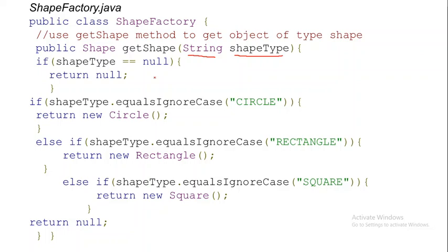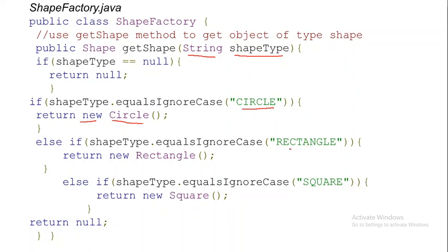If the value is rectangle, it will invoke the Rectangle object. If it is square, it will invoke the Square object, like that. You see, if shapeType is null, you return null. Next, we are evaluating with the if condition. If shapeType.equalsIgnoreCase, and if the passing parameter to the shapeType is circle, the getShape will invoke Circle. You see, return new Circle. It creates a Circle object.